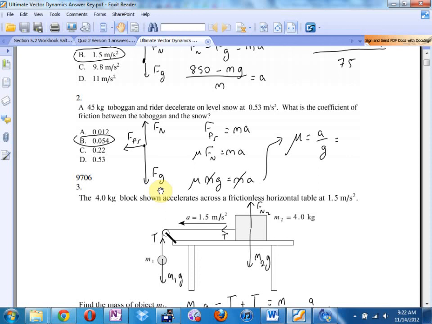Oh, and by the way, what are we on? What surface, according to this question, are we on? What type of a surface? Snow. They try and give you reasonable answers. I would have crossed out D right away. There's no way snow has a coefficient of friction. Tires on rubber have a coefficient of friction of about 0.5. There's no way snow has that.